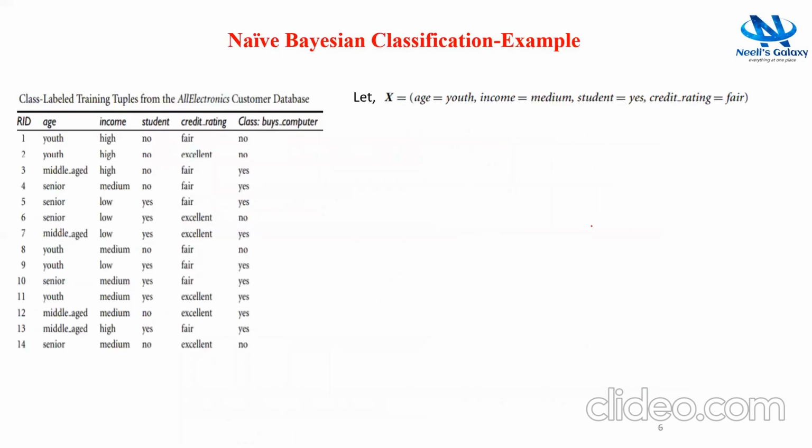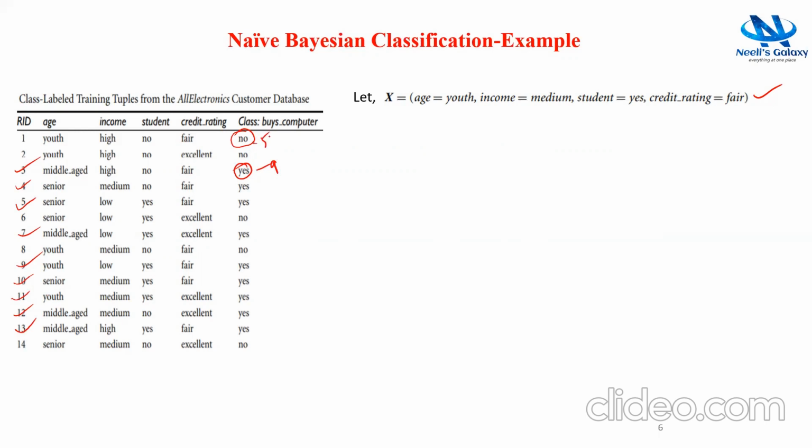Consider an example of class-labeled training tuples from the AllElectronics customer database. Here let X be the given unknown tuple, which is given here. There are two classes: one is the no class and one is the yes class in this example. How many yes classes are there? Let me count: 1, 2, 3, 4, 5, 6, 7, 8, 9. So there are a total of 9 yes classes, and out of 14, the remaining 5 are no classes.